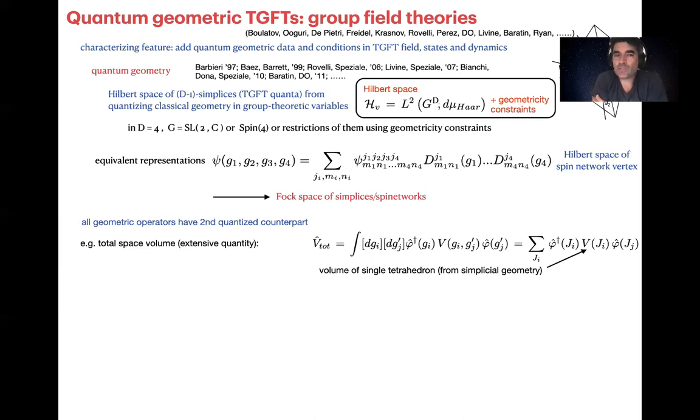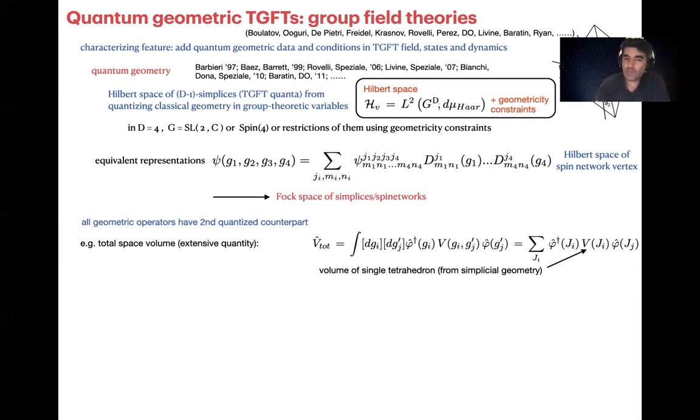In particular, one uses the quantization of a phase space description of individual simplices in terms of group theoretic data to have a Hilbert space for the simplices corresponding to the tensorial field. And using that, one can first of all have a number of different group theoretic tools, like different representations for the quantum states for individual simplices. And then one uses this building block, the Hilbert space for an individual simplex, to define a Fock space for the whole field theory.